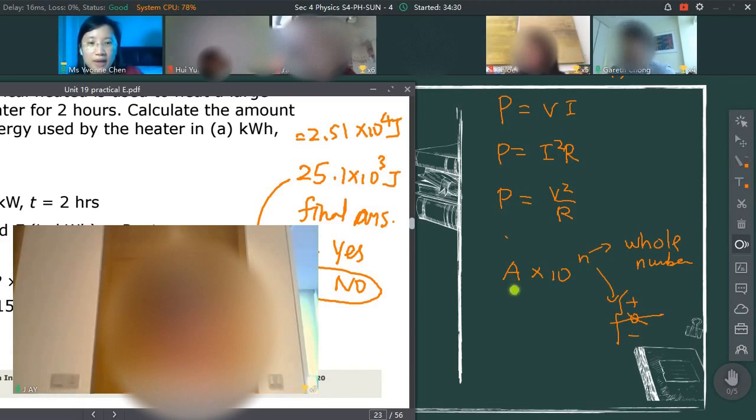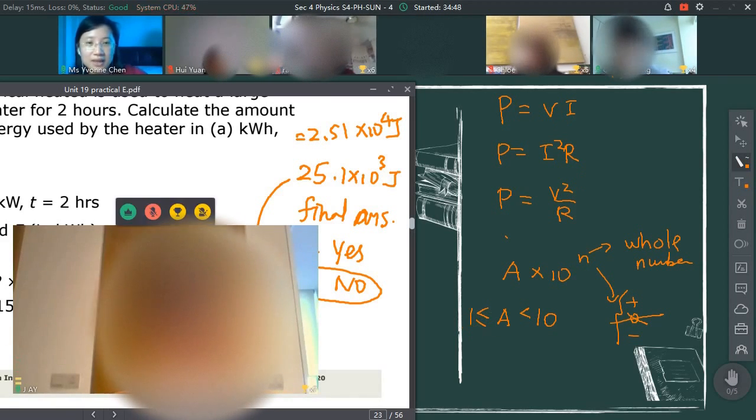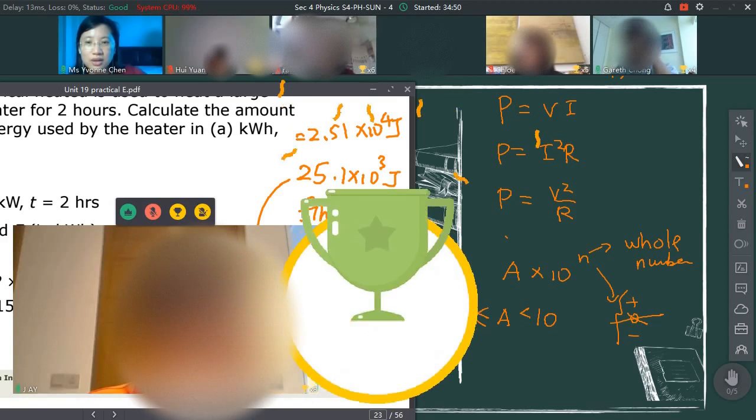What about the value of A? Can A be any value? What's the range of the value of A? A should be less than 10, and A should also be greater than or equal to 1. Okay, thank you. Very good.